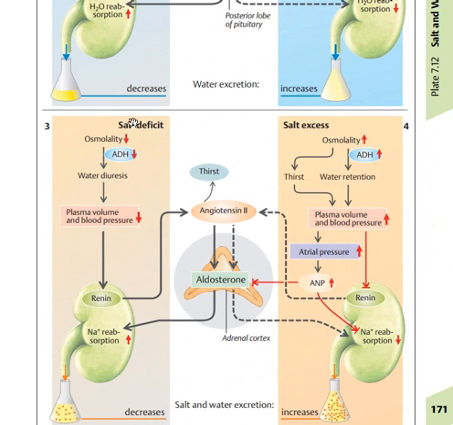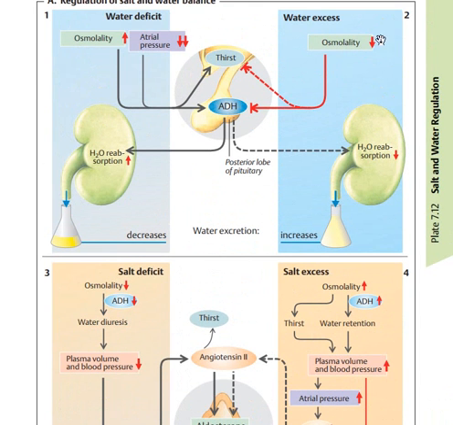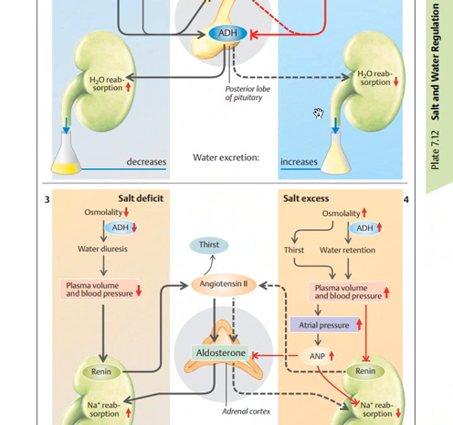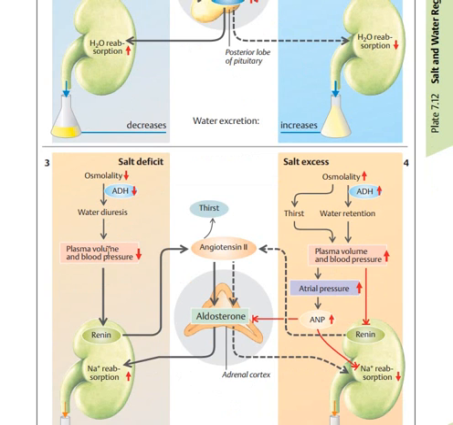In case of salt deficit, you see that the osmolarity of the blood is going to be reduced. Since the osmolarity of the blood is reduced, you are going to have inhibition of ADH. So at first, when you have a salt deficit, you are going to have water diuresis. This is going to reduce the plasma volume and blood pressure. After the reduction of plasma volume and blood pressure, you are going to have the activation of the renin system.